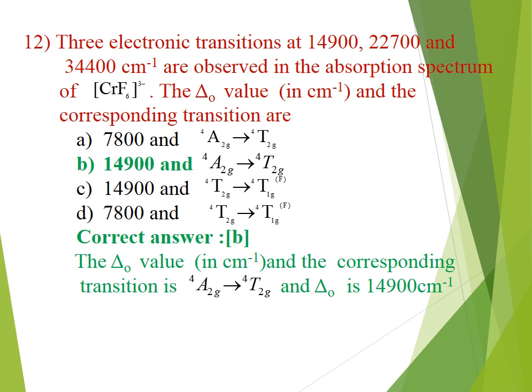The 14,900 value is equal to delta 0. The delta 0 value and the corresponding transition is 4A2g to 4T2g, and the delta 0 is 14,900. Therefore, option B is correct. Here, among the given electronic transitions, the lowest value is equal to the delta 0 value. That is the correct answer. Therefore, for question number 12, option B is the correct answer.